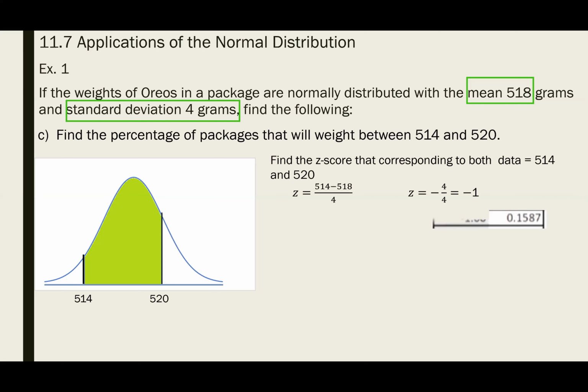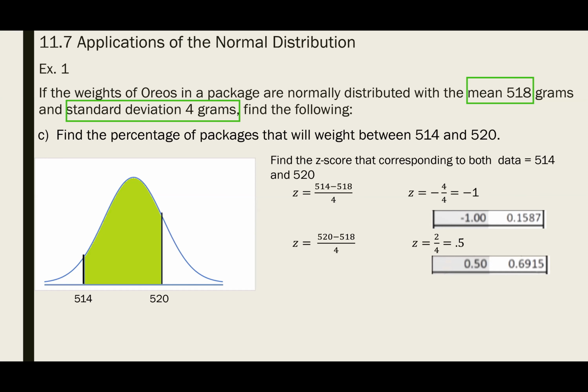So the z-score for 514 is, again, 514 minus 518, that's your mean, divided by 4, to give you a -1. The table for -1 is equal to 0.1587. And then we need to convert the z-score for 520. 520 minus 518 is 2, over 4. 2 over 4 becomes 1/2, which is 0.5. And the table for 0.5 is 0.6915.